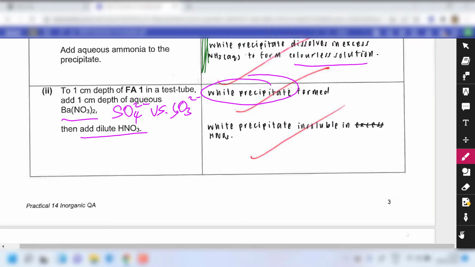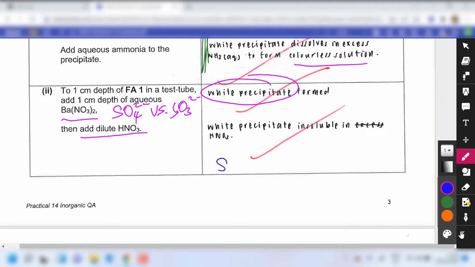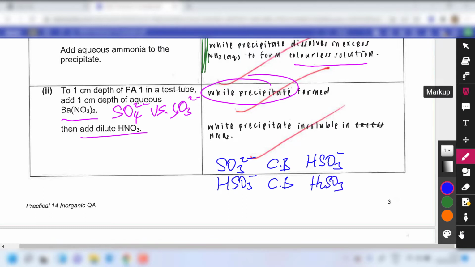Why is it that if it's sulfite it will dissolve? So we need to go back to our fundamental understanding. First of all, we know that sulfite is the conjugate base of a weak acid known as hydrogen sulfite, and hydrogen sulfite is the conjugate base of another weak acid known as sulfurous acid. Now, do take note of the name. This is not sulfuric acid, it's actually sulfurous acid.